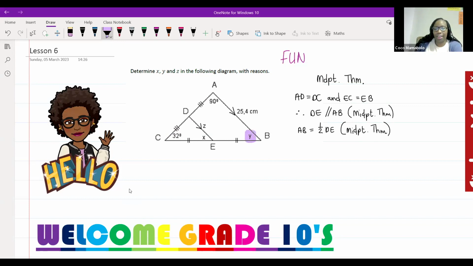All right, can we find Y? Can anybody find me Y? Y is the easiest one to find. I'll give you a hint: because of the 90-degree angle and because of the 32-degree angle. Can anybody find me Y? Anybody can pop the answer in the chat for me. Okay, that'll be 58 degrees, interior angles of a triangle.